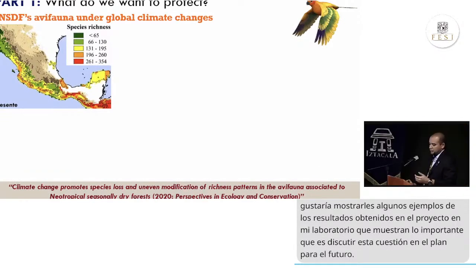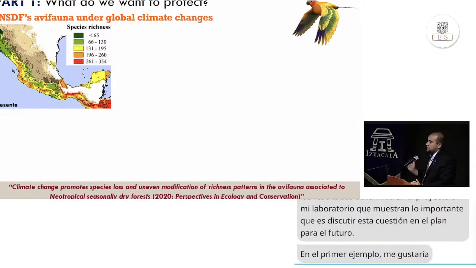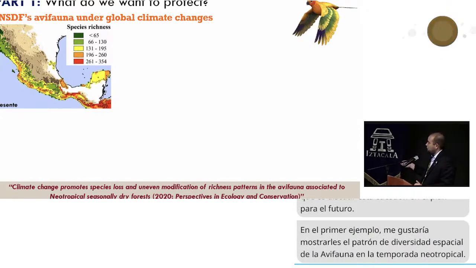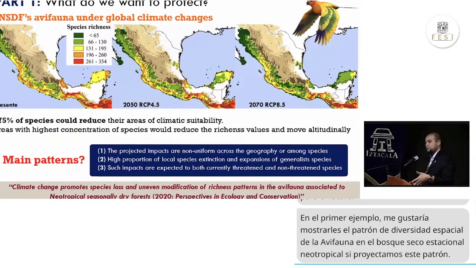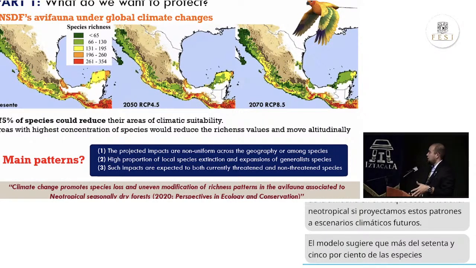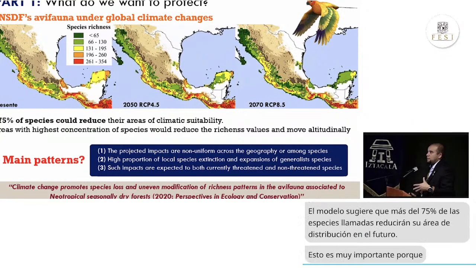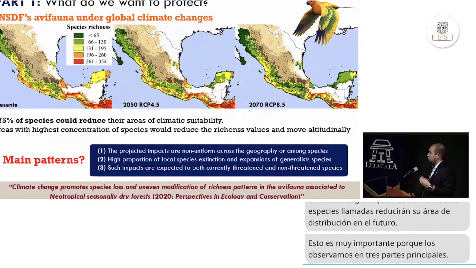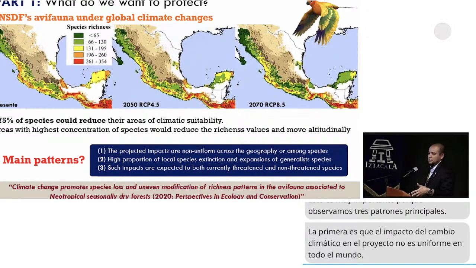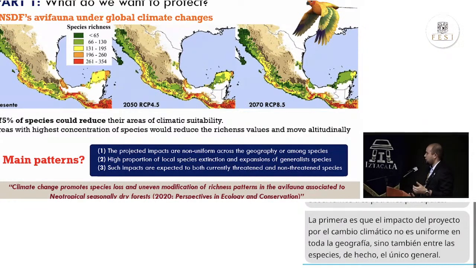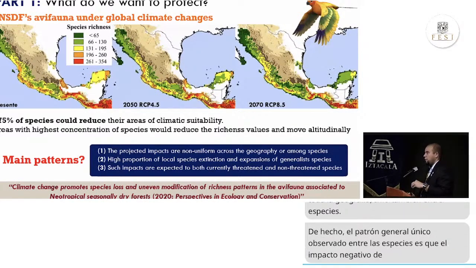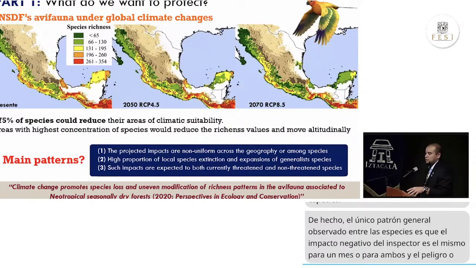In the first example, I would like to show you the species diversity pattern for the avifauna in the neotropical seasonal dry forest. If we project these patterns to future climate scenarios, the model suggests that more than 75% of species could reduce their distribution area in the future. This is very important because we observe three main patterns. The first one is that the projected impact by climate change is not uniform across the geography, but also among species. In fact, the only general pattern observed among species is that the negative impact is the same for both endangered or non-endangered species in the regions.